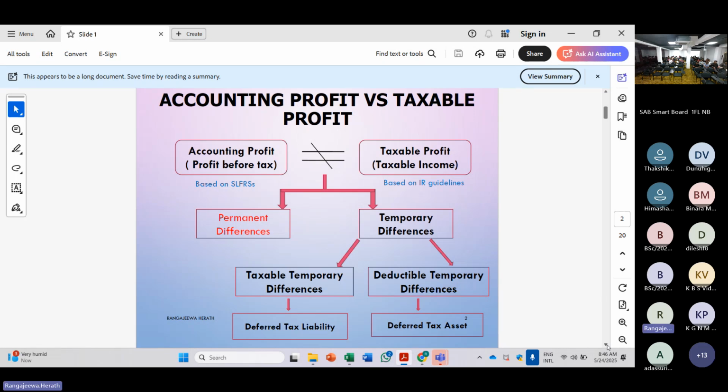So then what will happen? Accounting profit is 5 million more this year and tax profit is less. But when it comes to next year, accounting profit will be less by 5 million and tax profit will be higher by 5 million. What's the point? We are treating this income for tax purposes in the next year and for accounting purposes this year. So that difference is temporary. There is a difference, and the difference is temporary.